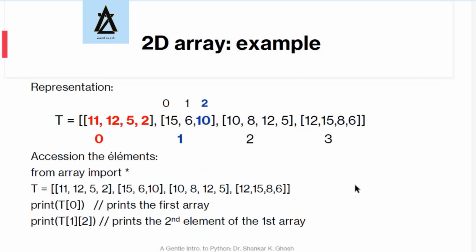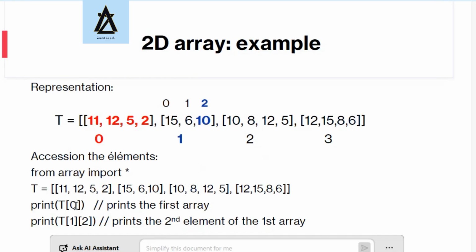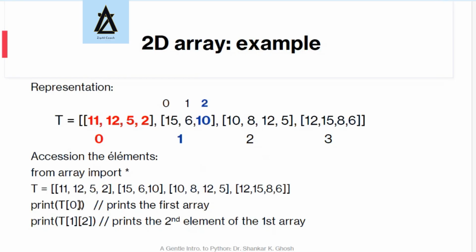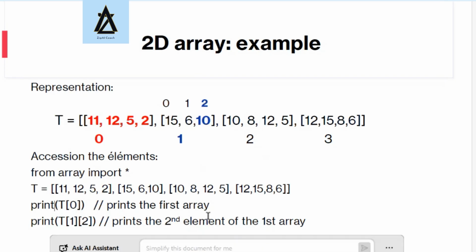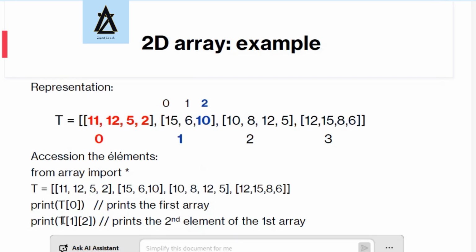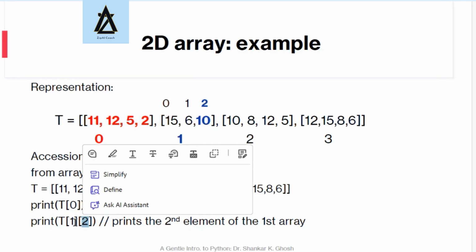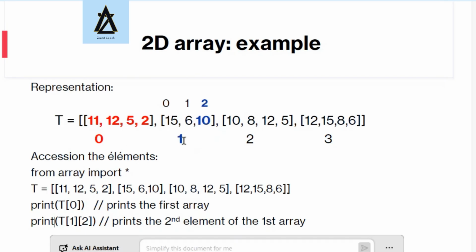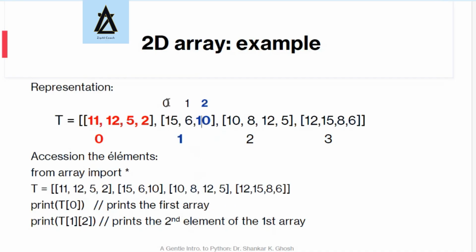Now the question is how to access. If you just apply your common sense, you will be able to understand. When you write T[i][j], the first index specifies the particular one-dimensional array, and the second is the element in that one-dimensional array. If you just write T[0], that means you want to print the entire 0th array. So the 0th array is this one. If you write T[1][2], that means you want to print the second element of the first array. It starts from 0, 1, 2.